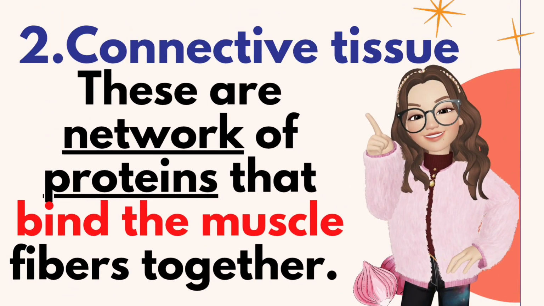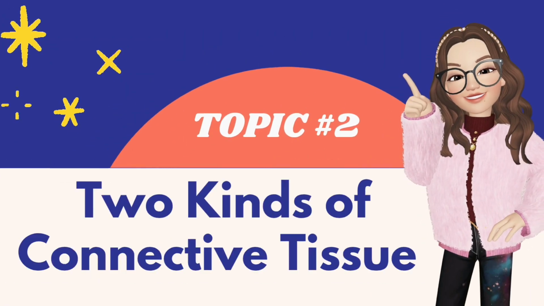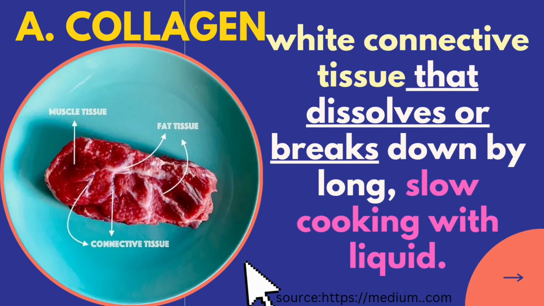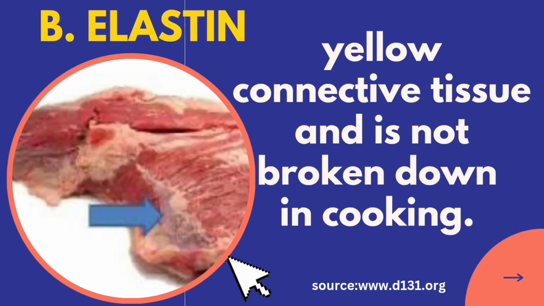2. Connective tissue. These are networks of proteins that bind the muscle fibers together. Topic 2. Two kinds of connective tissue. A. Collagen. White connective tissue that dissolves or breaks down by long, slow cooking with liquid. B. Elastin. Yellow connective tissue that is not broken down in cooking.